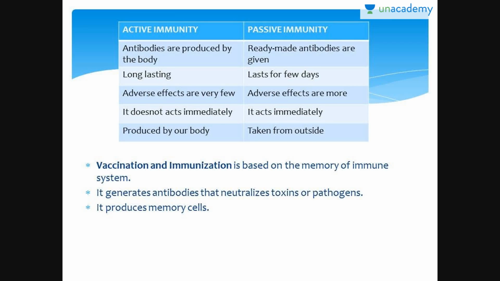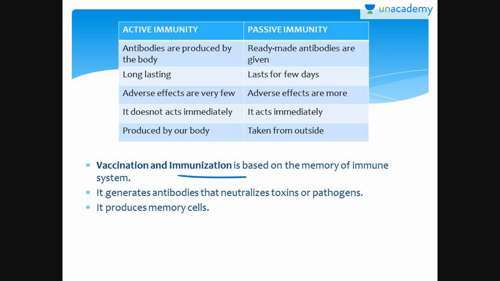Now, active and passive immunity. In active immunity, antibodies are produced in the body, whereas passive immunity uses ready-made antibodies. Active immunity is long-lasting, whereas passive immunity lasts just a few days. Active immunity has very few adverse effects, and passive immunity has more. Active immunity does not act immediately, and passive immunity acts immediately. Active immunity is produced by our body, and passive immunity is taken from outside.